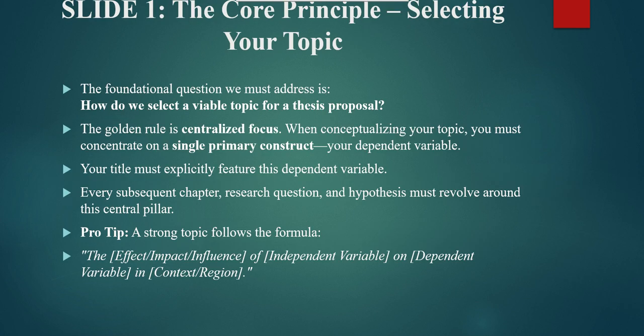The first and most important step is choosing your research topic. One mistake many students make is trying to study too many things at once. Instead, always remember one simple principle. Your entire study should revolve around one central dependent variable. Your dependent variable is the heart of your research. Everything, including your title, objectives, research questions, hypothesis, literature review, and methodology, should connect back to this central concept.